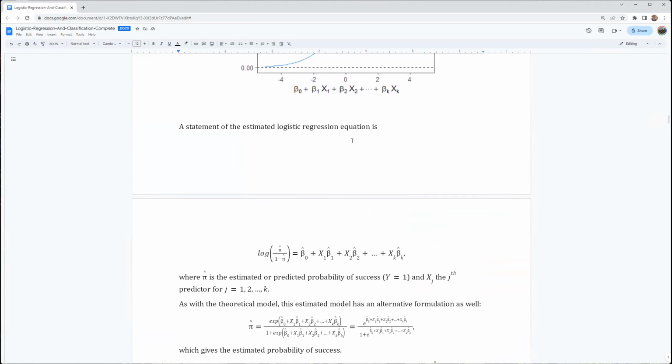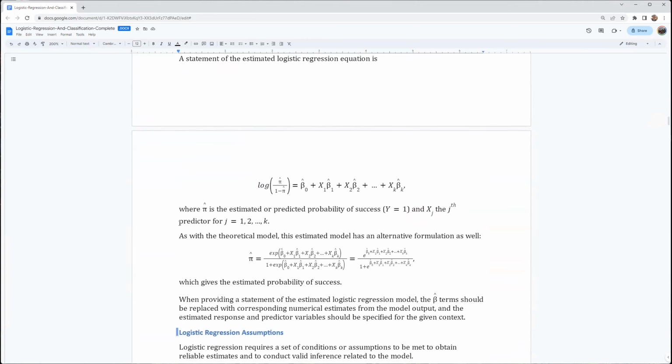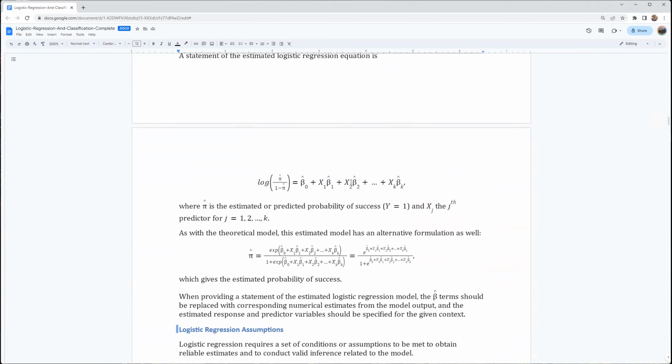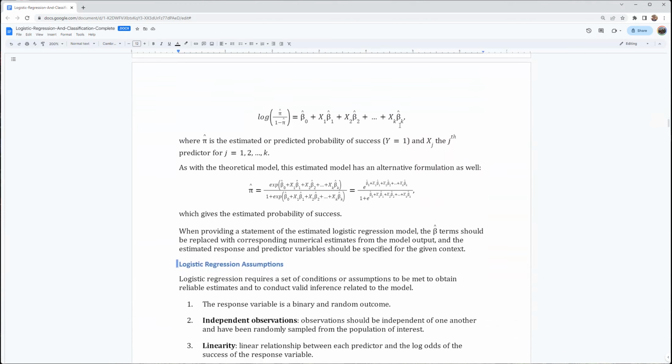So the estimated logistic regression equation, when we get numerical estimates from, say, R, looks very similar, but now we have hats on the pi's, hats on the betas, but the x's still have no hats. We're assuming the x's are constant observed values. And then this is the logit form of the estimated model. And then we have the probability form of the estimated logistic regression model as well, where here we can get the estimated probability of an event occurring using our numerical estimates and predictor variables.